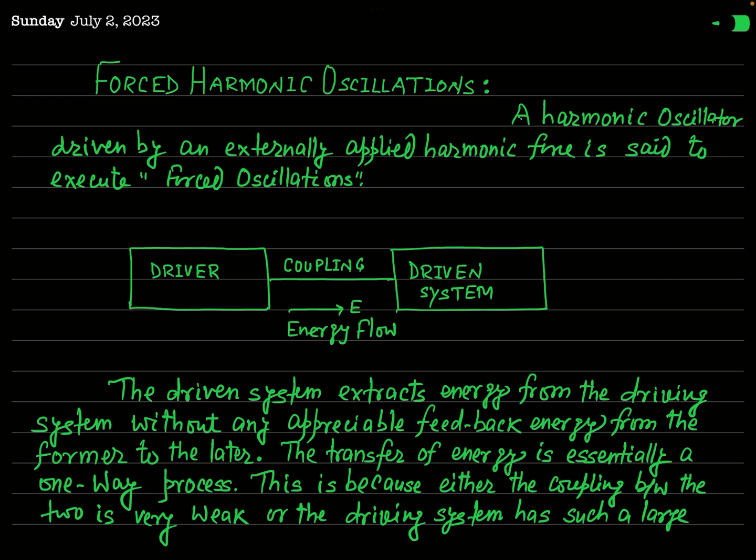But in this case, we have seen that there is a source of energy which is connected to the system which has to oscillate. Okay, as you can see in this figure, I have marked here a word driver, and this driver means source of energy which is coupled to the driven system, that is the oscillator. When you say driven system, that means oscillator, and driver means source of energy, and both are coupled.